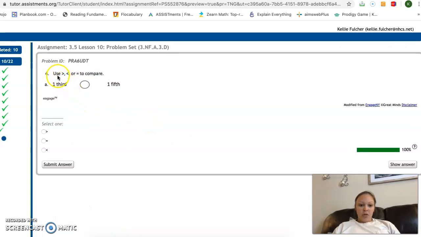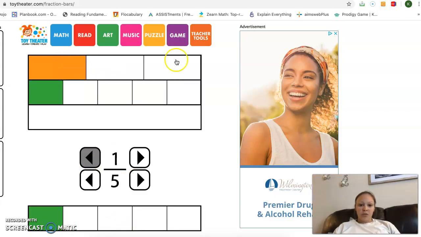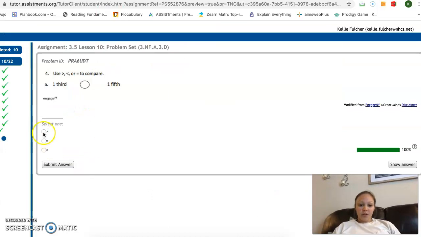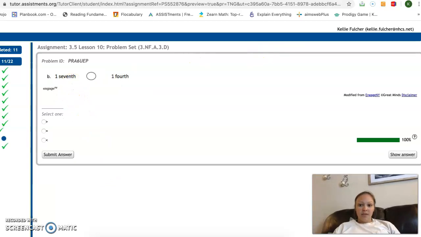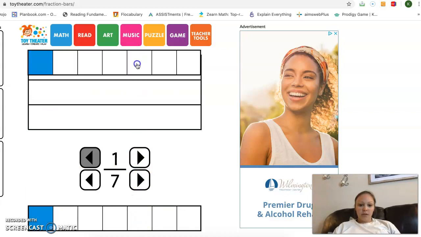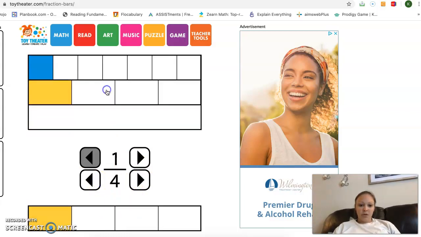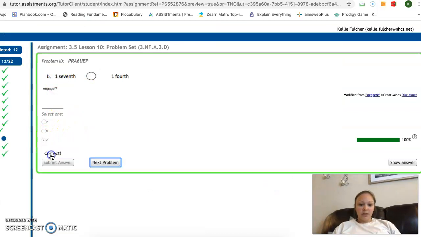All right. Use greater than, less than, or equal to compare 1/3 and 1/5. Here was 1/3. Here's 1/5. 1/3 is greater than 1/5. So here's the greater than sign. 1/7 compared to 1/4. 1/7 and 1/4. 1/7 is less than 1/4. So 1/7 is less than 1/4.